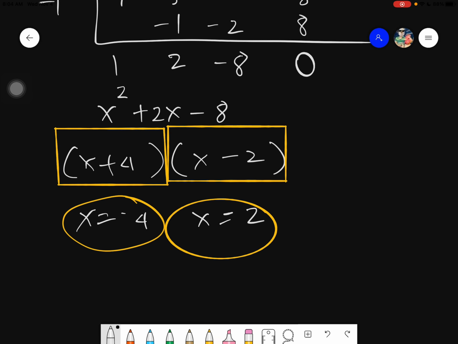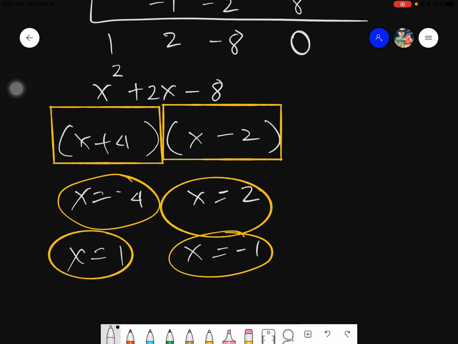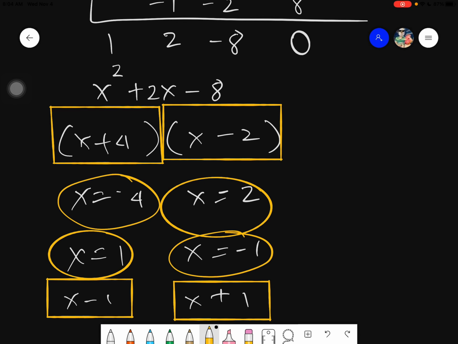Negative 4, positive 2. We also have x is equals to 1, x is equals to negative 1. Our last zeros that we have solved. And of course, our factors will be x minus 1 and x plus 1. Okay? So let me just clarify saan galing yung mga bagay na yan. This one came from here, this one came from here, and these factors came from our zeros, and these factors came from our zeros. Okay?